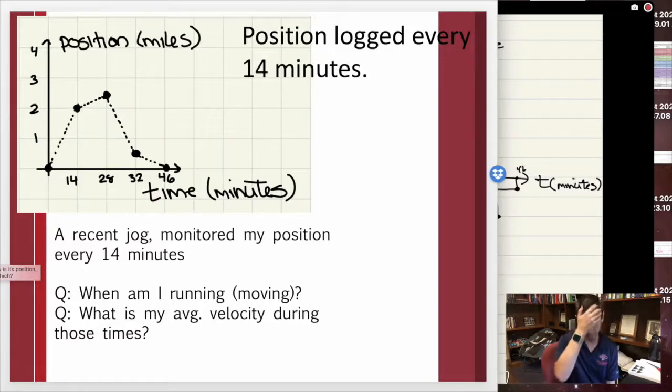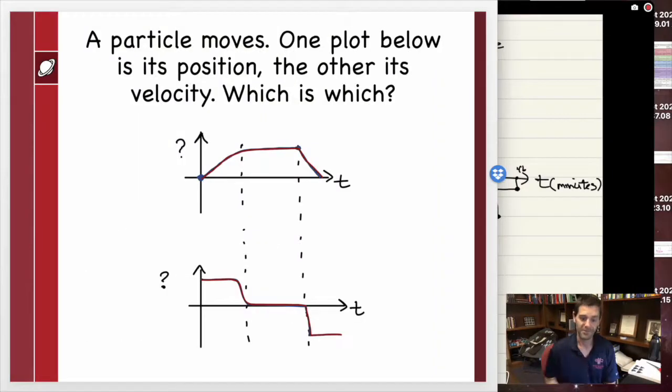So here's a problem to think about. There are two plots, and I'll tell you only that one of them is the position as a function of time, and one is the velocity as a function of time. My question to you is, which is which?